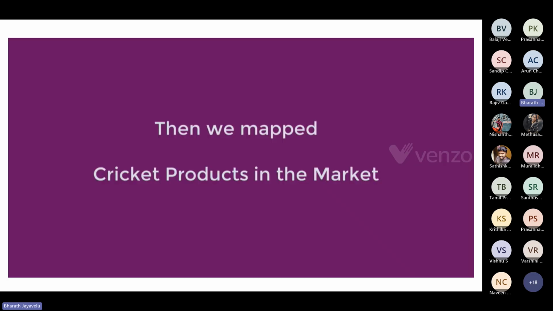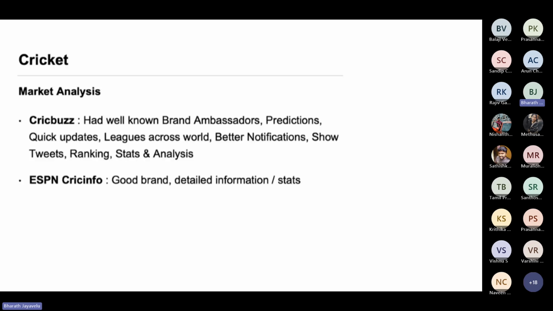Coming to the competitor analysis, we have chosen two main players, ClickBus and ESPN Cricinfo. After analyzing them, we get to know that ClickBus is much better compared to ESPN Cricinfo. It has more popular brand ambassadors and commentators, faster predictions and quick updates, different languages across the world, better notifications, source tweets, rankings, seats, and analysis.